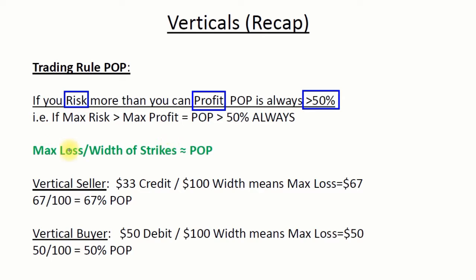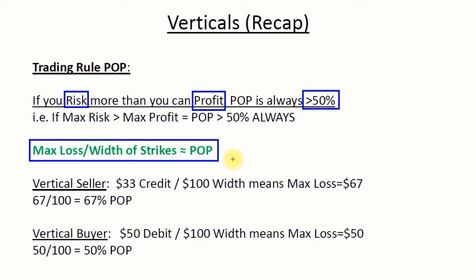Now, the reason I have a little green area here is this is a shortcut for working out your POP, because not everybody's going to end up using the DOE software. So, if you're not able to use the DOE software, here's a nice little quick version of how to work out roughly the POP on your trade. What you do is you take your max loss and divide it by the width of the strikes, and that's going to give you a rough idea of POP.